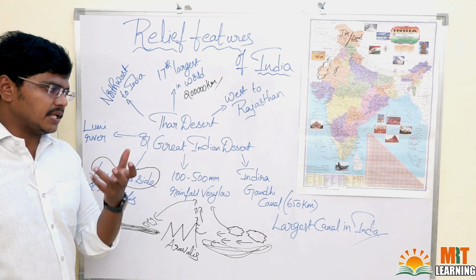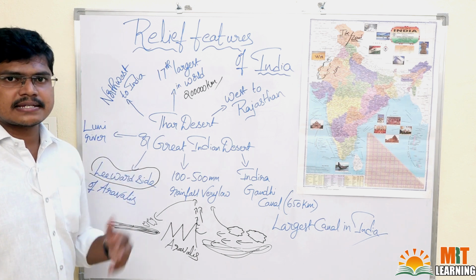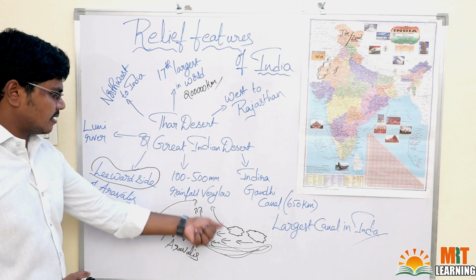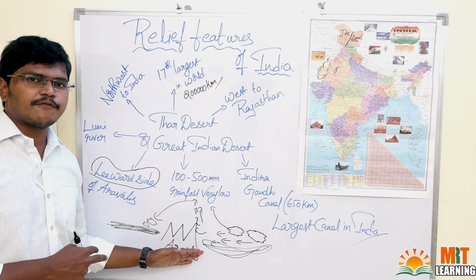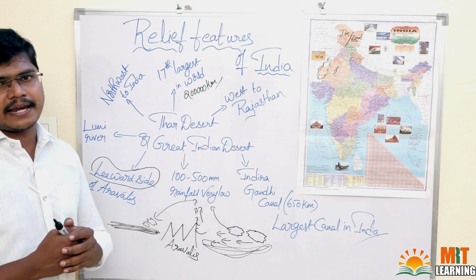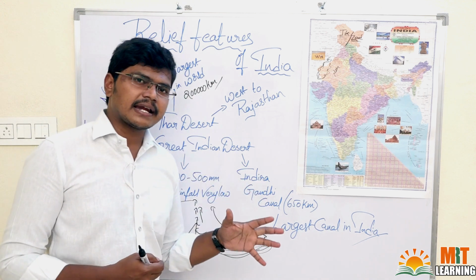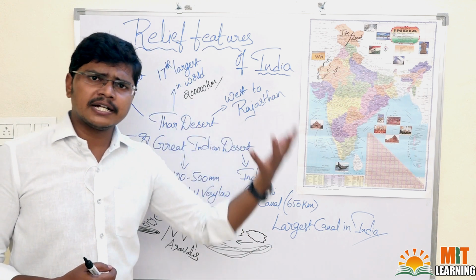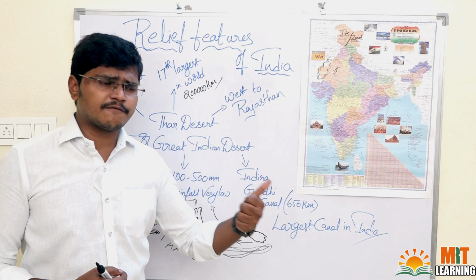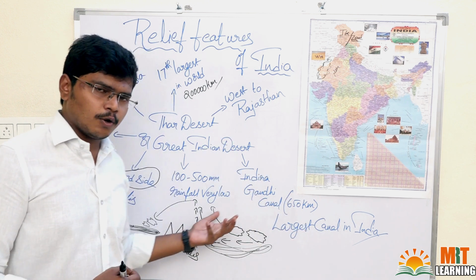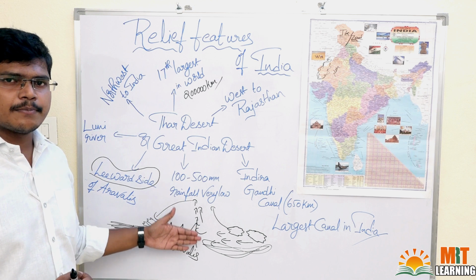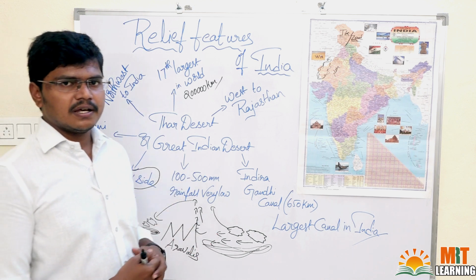Now you can understand the meaning of this rainfall. This type of rainfall is called orographic rainfall. We have different types of rainfall: cyclonic rainfall, seasonal rainfall, and orographic rainfall. This comes under the category of orographic rainfall.